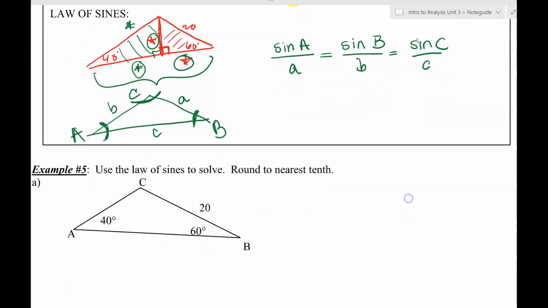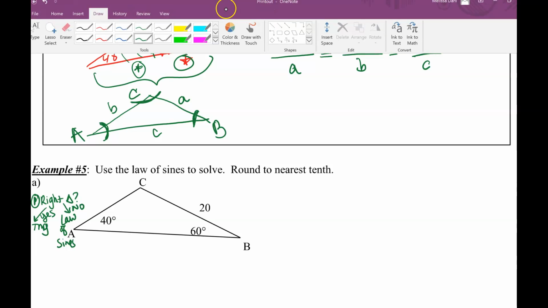So that means when you look at a triangle like you see here in example 5, I would basically go through this process. First, is it a right triangle? If it is, use the trig that you already know how to do. If it's not, then you want to use law of sines, if possible. Sometimes it won't be possible, and we'll find a solution to that shortly.